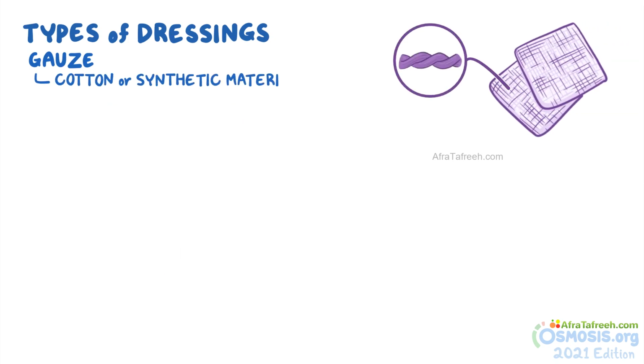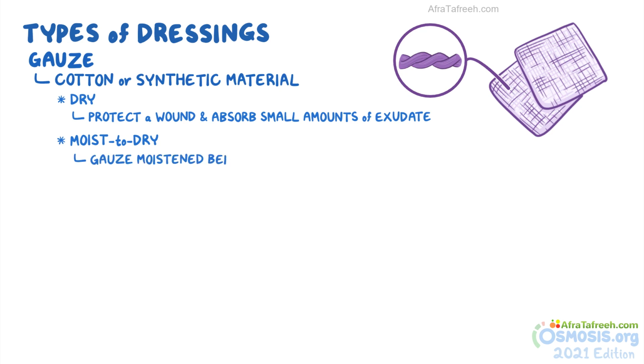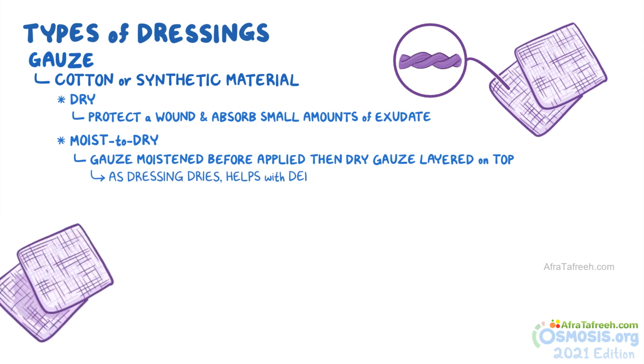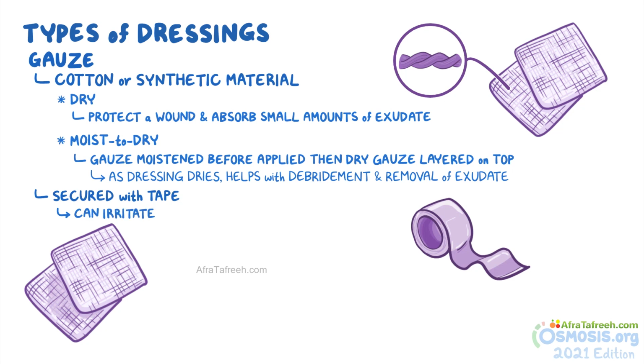One of the most common types of dressings you will apply are gauze dressings, which are made of cotton or synthetic material. A dry gauze dressing is applied to protect a wound and absorb small amounts of exudate. Sometimes, a moist to dry gauze dressing is applied, which just means that the gauze is moistened first before it's applied to the wound, then a dry gauze is layered on top. As the moist dressing dries, it helps with debridement and removal of exudate. Gauze dressings are usually secured with tape, which can sometimes irritate the client's skin, especially as it is peeled off for dressing changes.